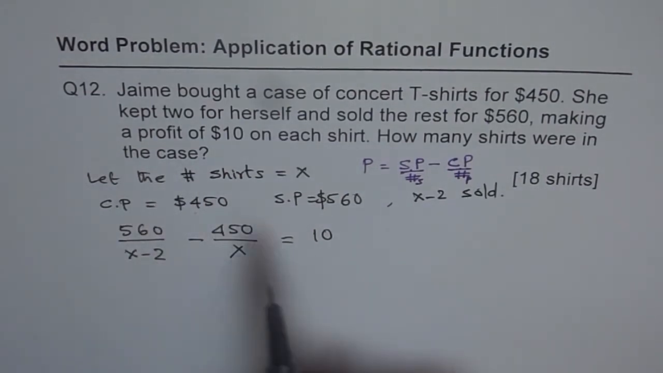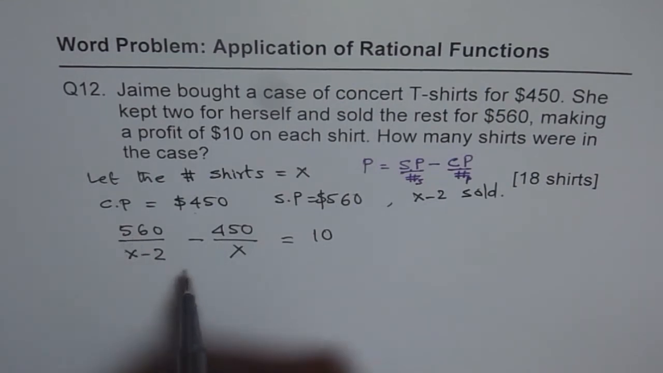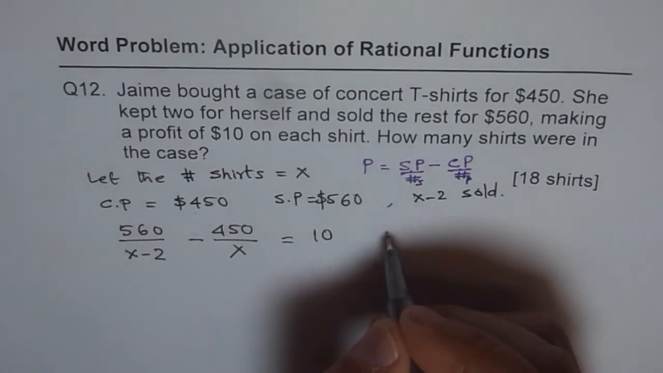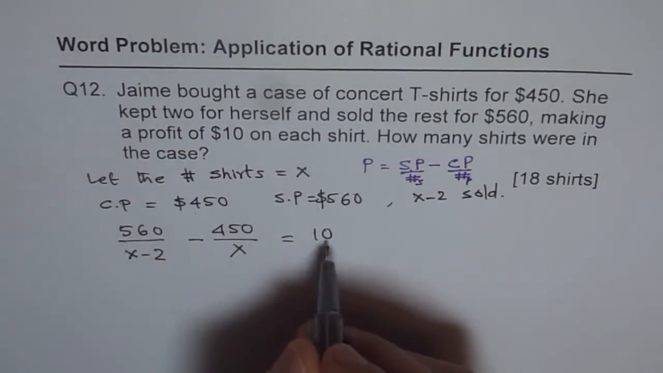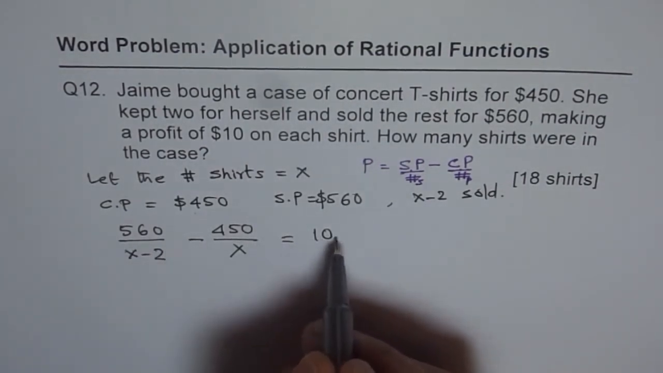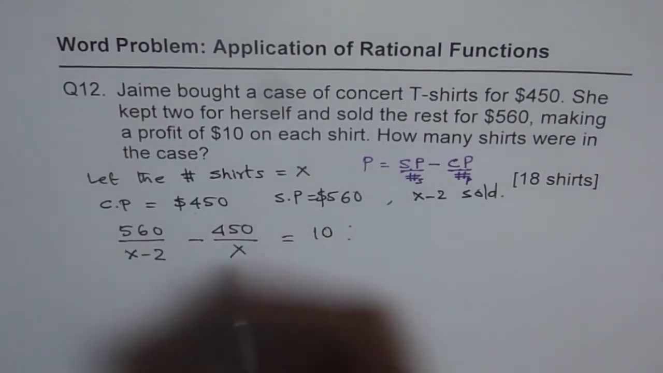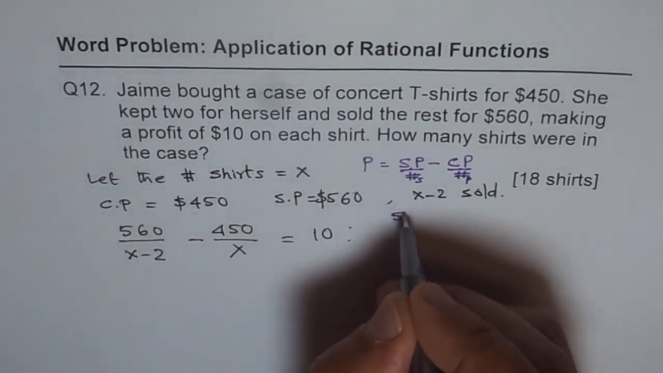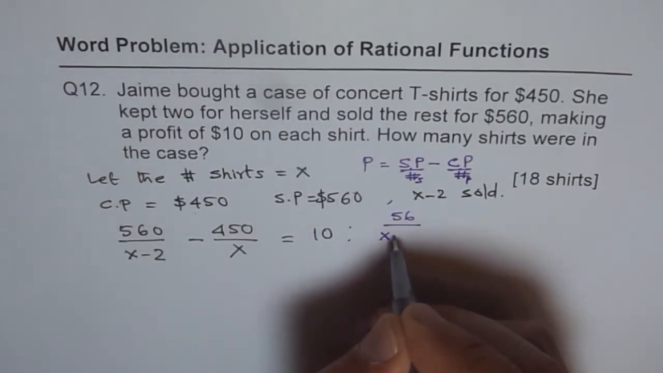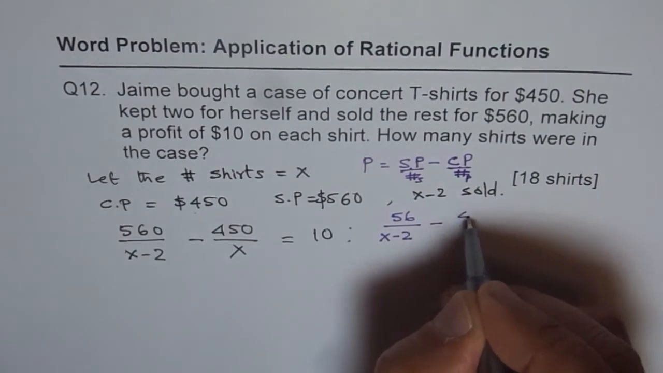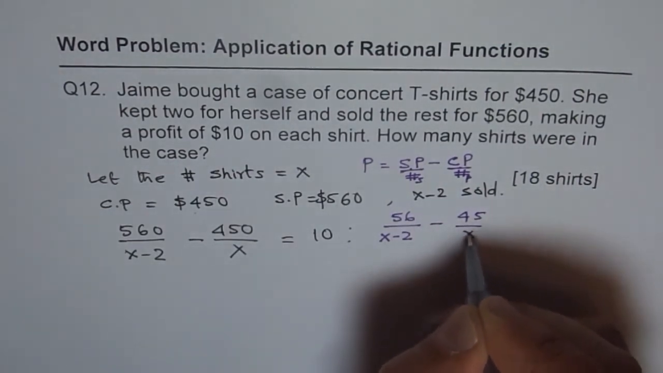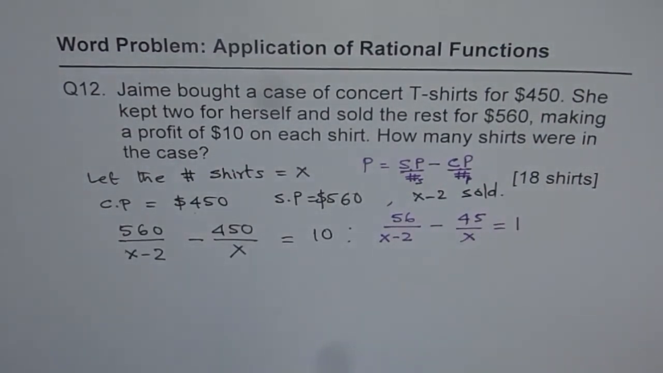How will you solve it? Multiply by the lowest common denominator. So if you do that, you get X times 560. Well, you can simplify this statement by dividing everything by 10. So in that case, it is just 1, and you land up with smaller numbers. So that's not a bad idea. So you can rewrite this equation as 56 over X minus 2 minus 45 over X equals 1.